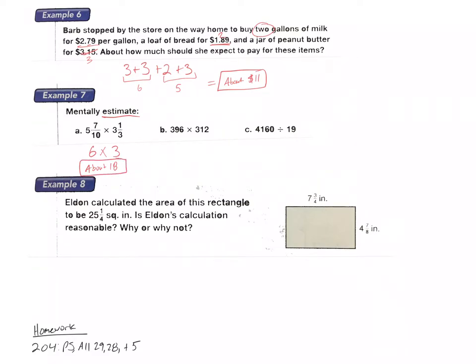This one, I'm trying to figure out something easy here. So I'm going to say, oh, that's about 400. And this is about 300. So I'm going to say 400 times 300. 4 times 3 is 12. And add on those 4 zeros. So it's about that.